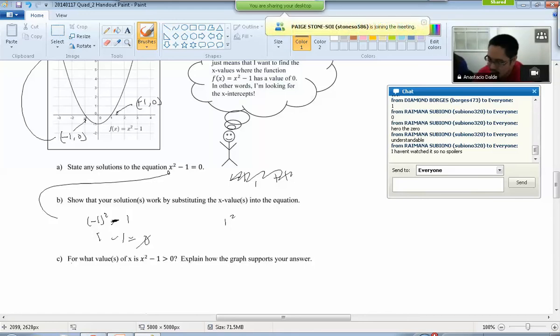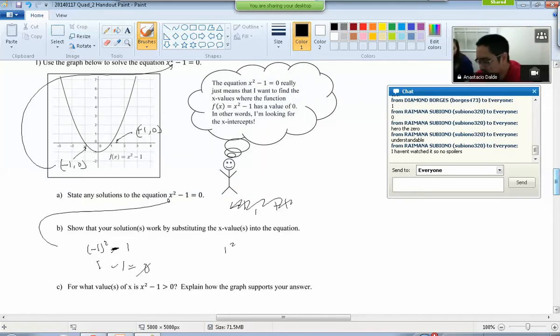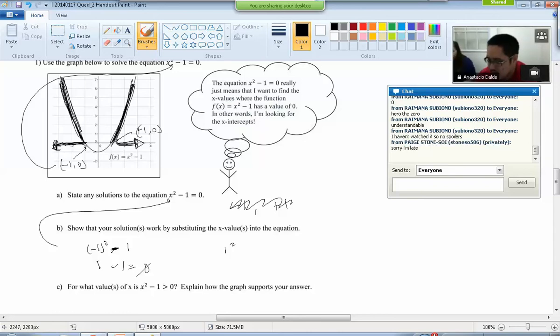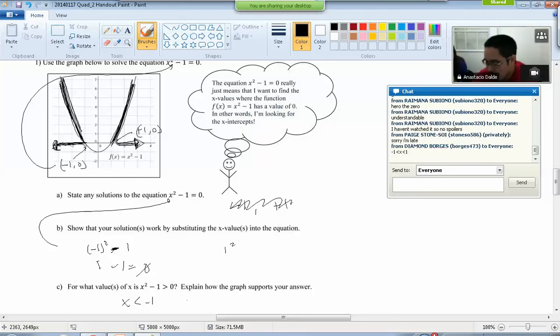For what values of x is x squared minus 1 bigger than 0? Well, my answer to that is, when are these y values going to be bigger than 0? And it looks to me like it's these x values over here. Does that make sense? So I would say when x is smaller than -1 or x is bigger than +1.